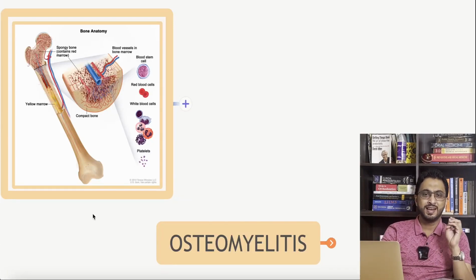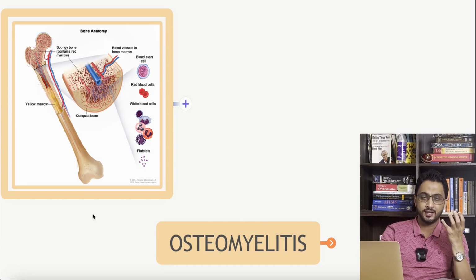So in our last clinical discussion, we spoke about osteomyelitis. We differentiated it from similar lesions like condensing osteitis. We differentiated it from various lesions of cementum. So we touched here and there on osteomyelitis.